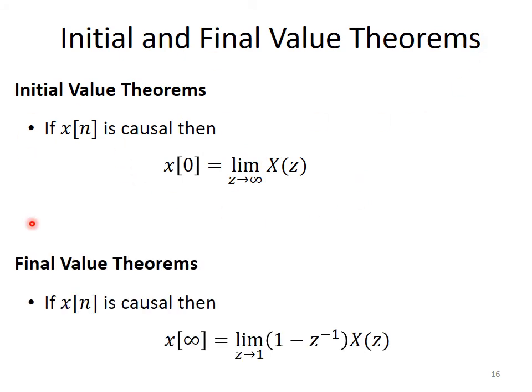Similarly, final value theorem states if x of n is a causal sequence, then x of infinity, the final value of x of n, can be determined by final value theorem, which states that x of infinity is the limit, z tends to 1, of x of z multiplied with 1 minus z power minus 1. Right. So find out the z transform of x of n, then multiply it with 1 minus z power minus 1 and then evaluate this limit. You will find out the final value of the sequence.